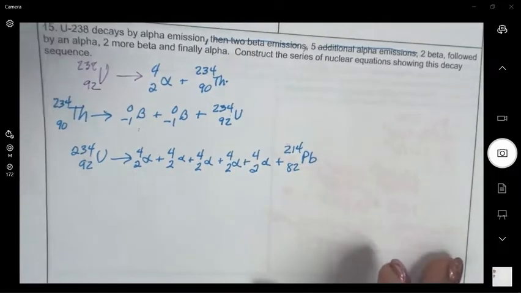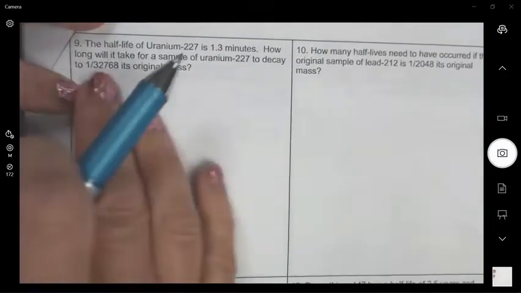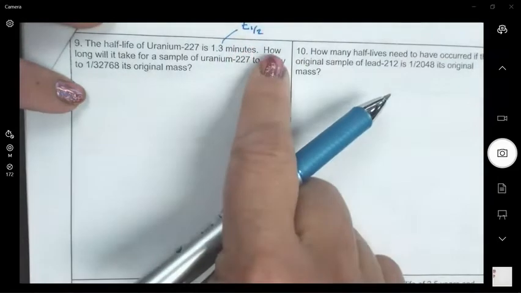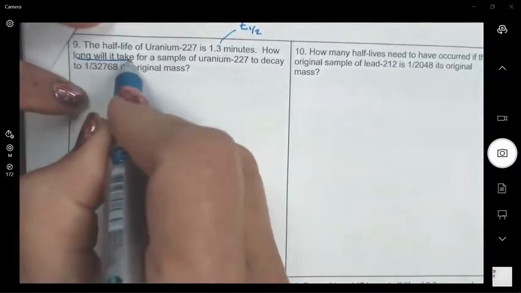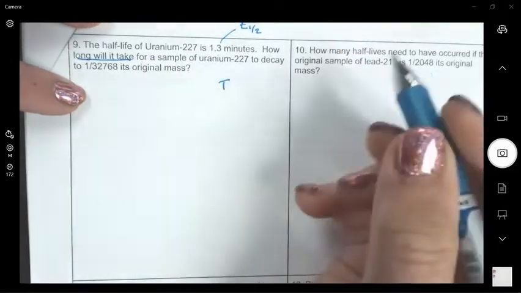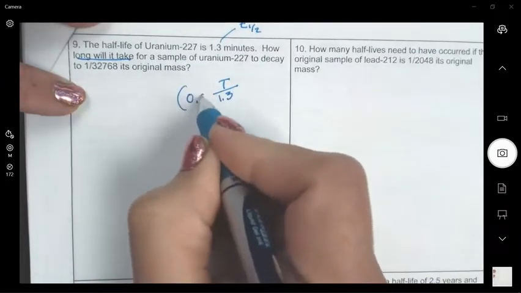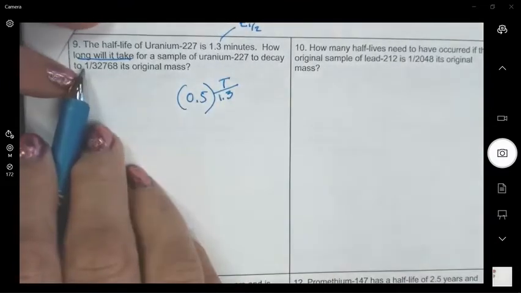Could I do number 9? I would love to do number 9. Okay. So the half-life they give us is 1.3 minutes. So that's the half-life. It's asking how long will it take for a sample of uranium? So it's asking a time. So I'm solving for big T. Big T is what I don't know. I'm given half-life of 1.3 minutes. This is the formula.